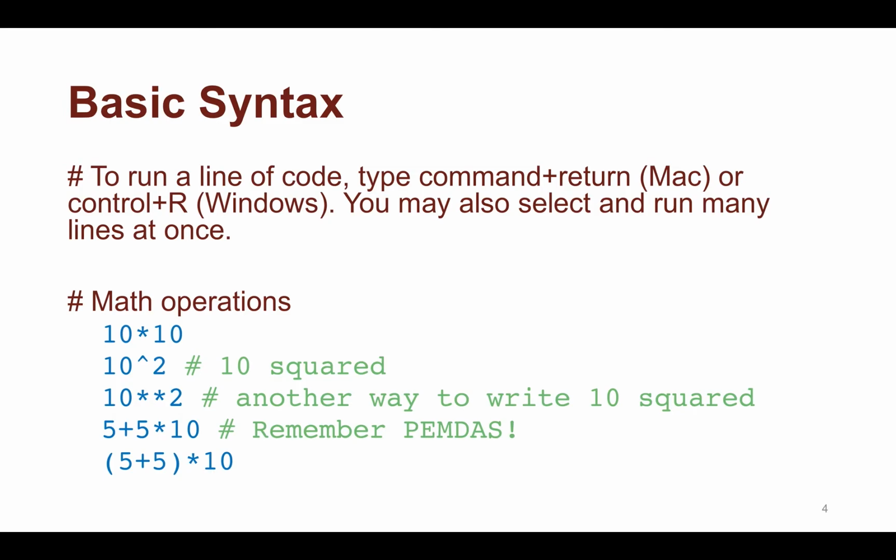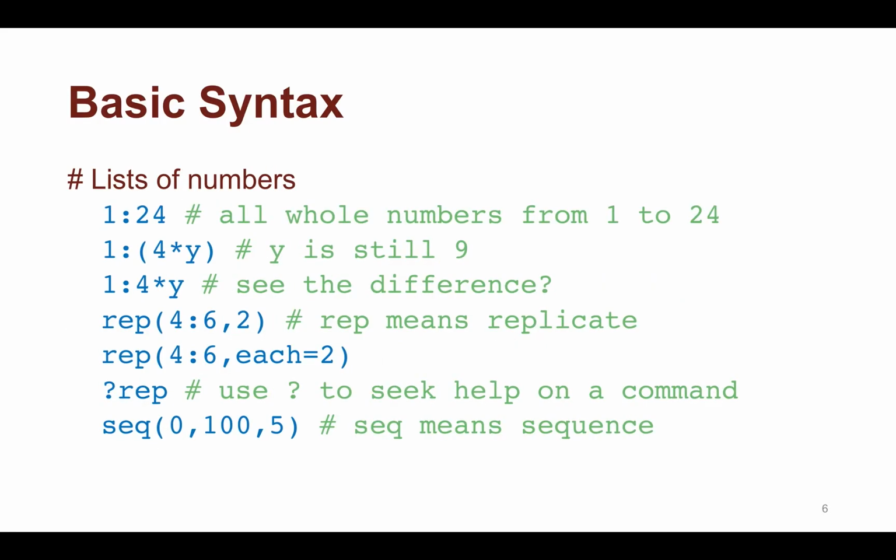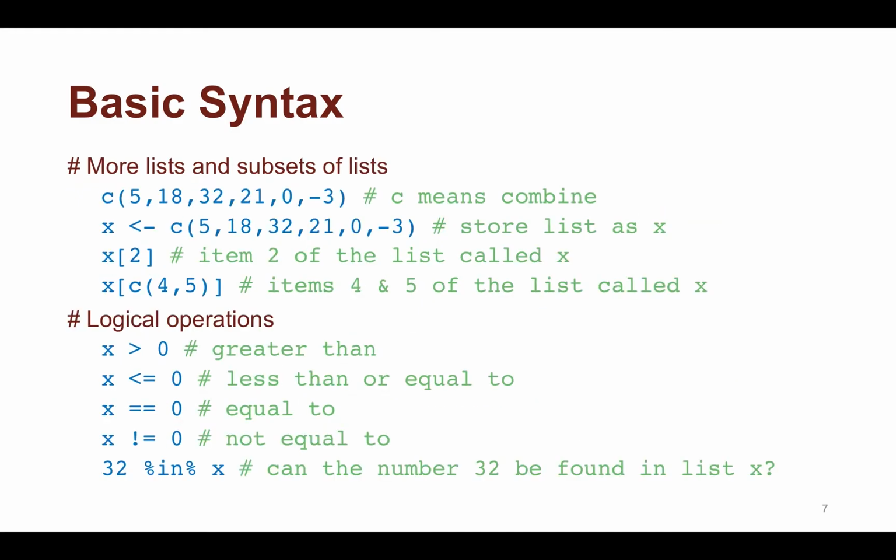But basically, we have some math operations. We have some information on, or some examples on how to define objects, how to use math operations involving those objects, how to work with lists of numbers, which can be really useful when you want to start inputting data that you want to analyze. A little bit more on lists and taking subsets of those lists. Logical operations. So logical operations are things that involve true or false.